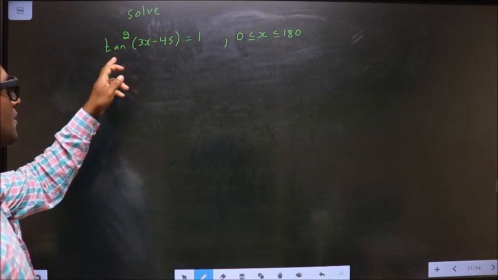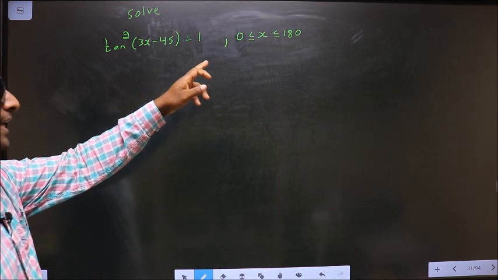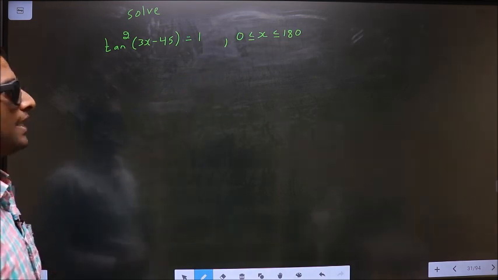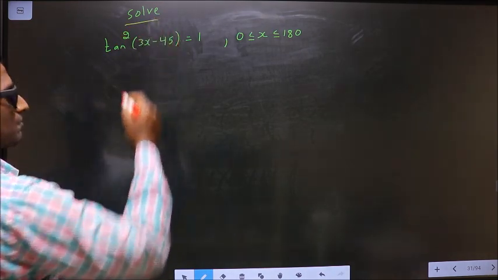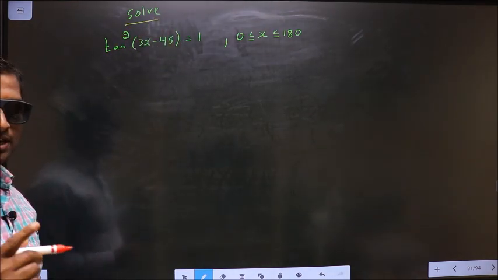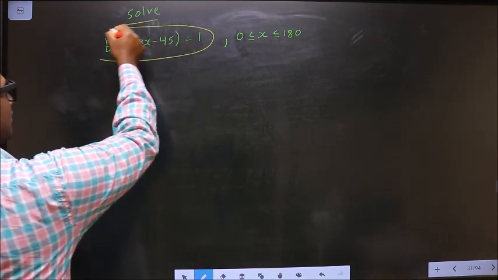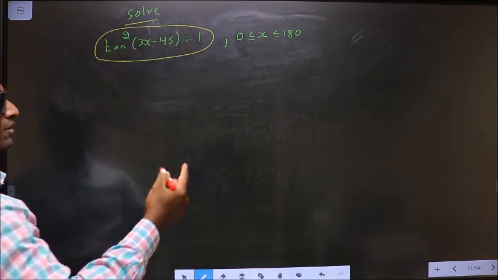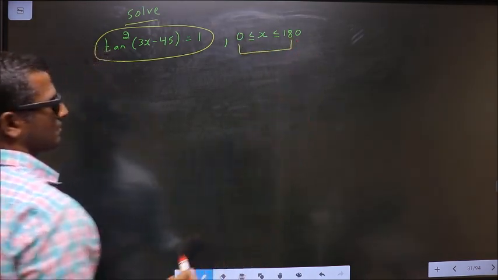Solve tan squared (3x minus 45) equal to 1, where x lies in the interval 0 to 180 degrees. Here they told you to solve, so you should find the values for x satisfying this equation, and also it should lie in the interval 0 to 180 degrees.